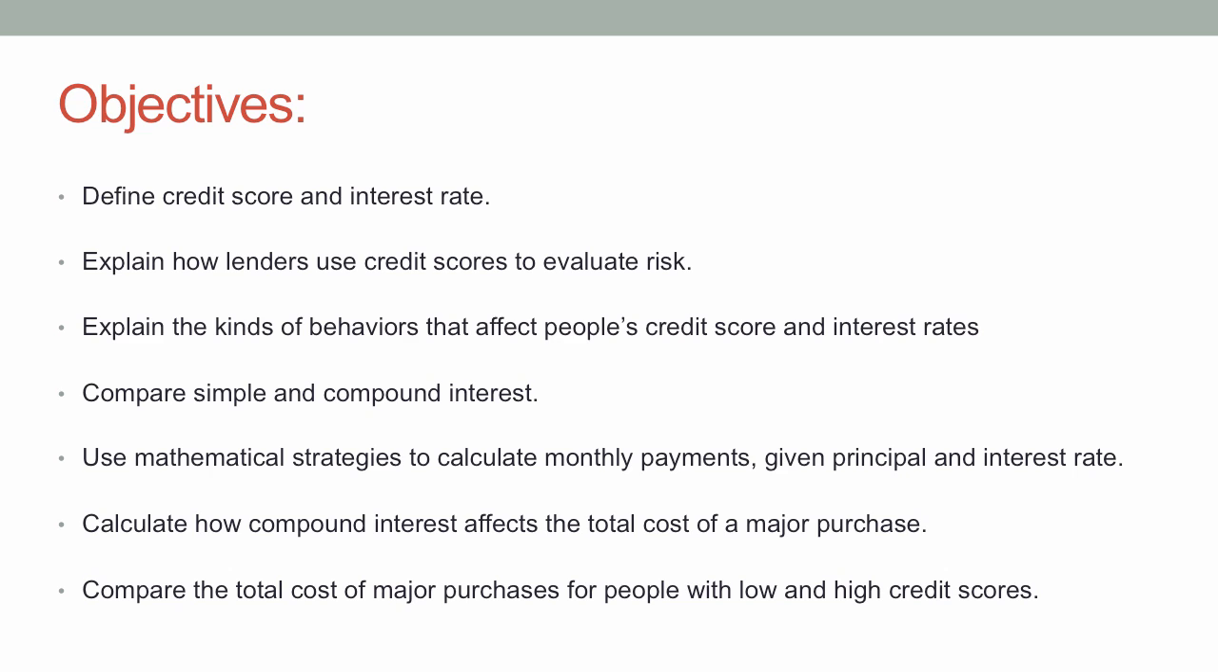We're going to explain how lenders use credit scores to evaluate risk. We're going to talk about the kinds of behaviors that affect people's credit scores and interest rates. We're going to compare simple and compound interest. We're going to use mathematical strategies to calculate monthly payments given the principal and interest rate, calculate how compound interest affects the total cost of a major purchase, and compare the total cost of major purchases for people with low and high credit scores. So a lot of stuff going on.